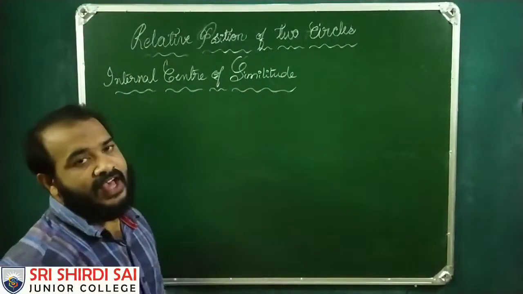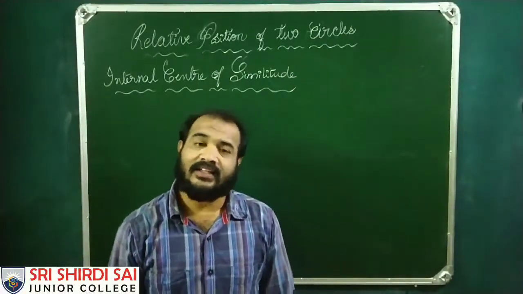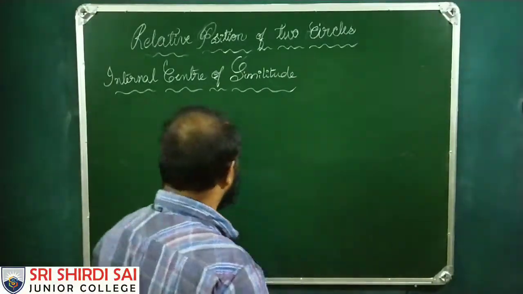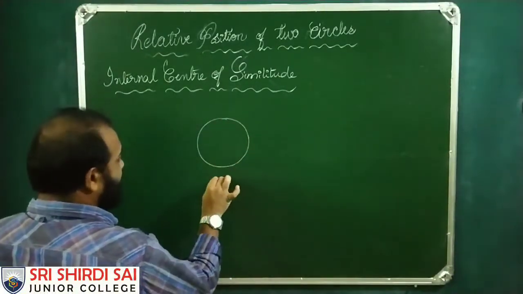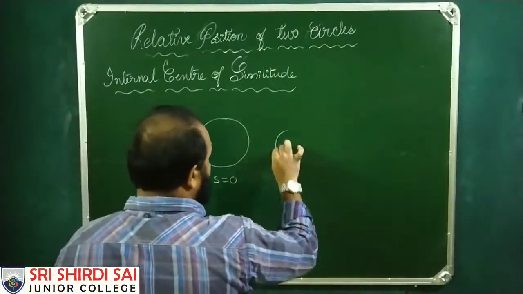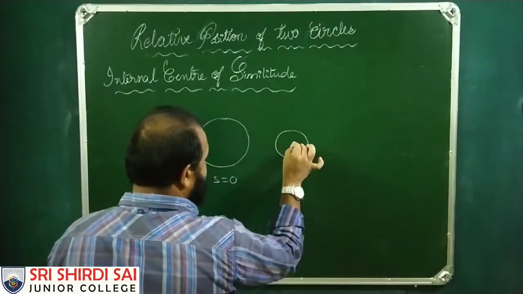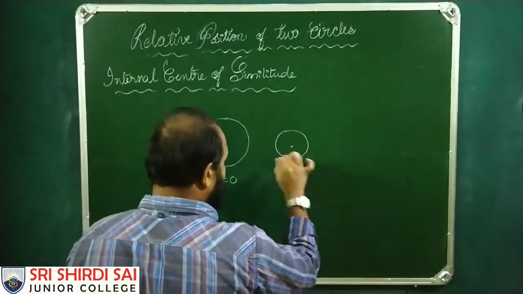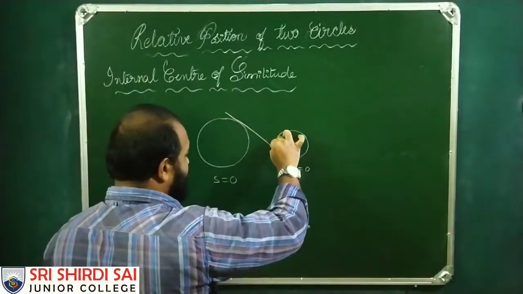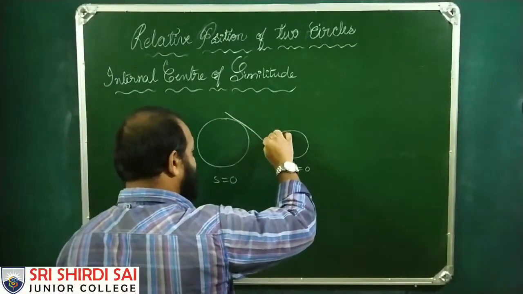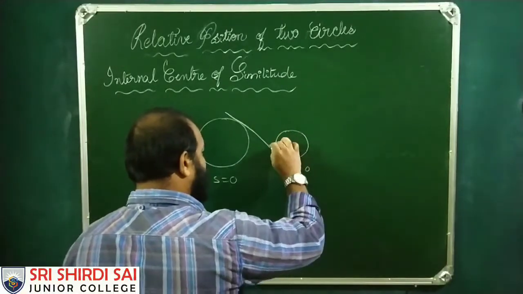Just now we have seen the transverse common tangents, right? What are the transverse common tangents? Again I am telling you, if I am taking S equals 0 as one circle and another circle S' equals 0, then this line is common to both of them.